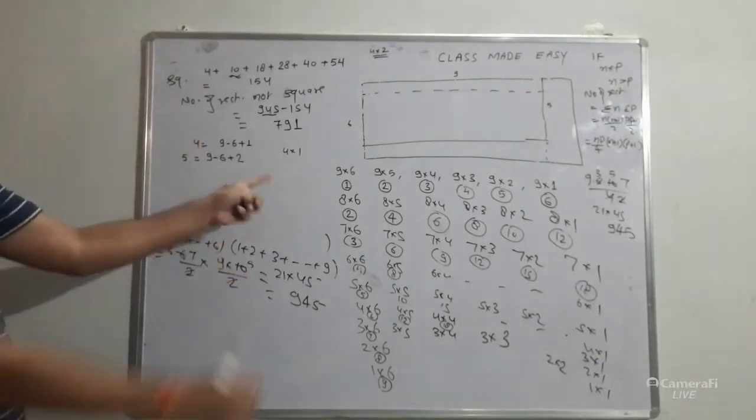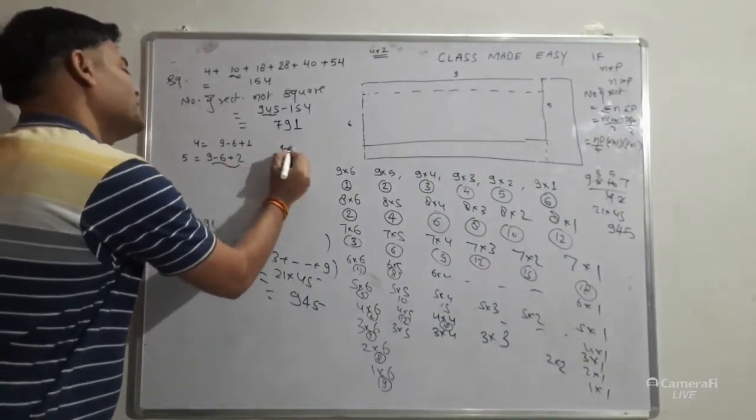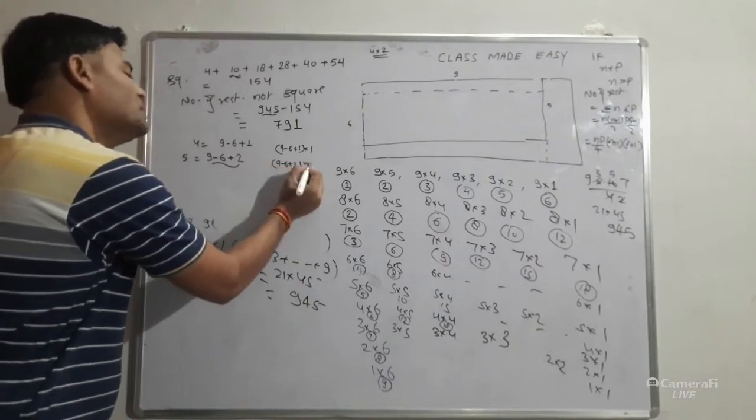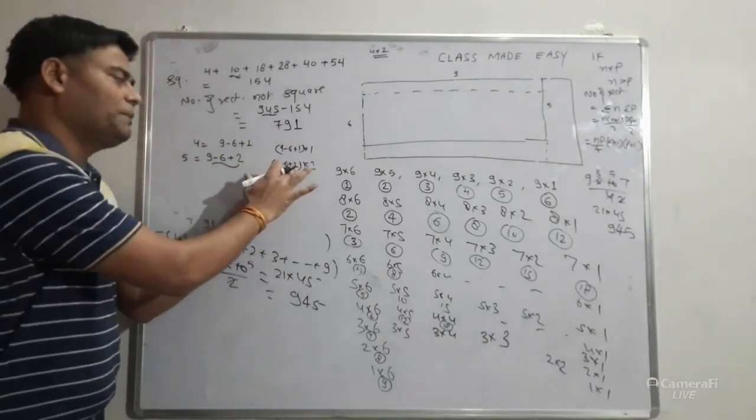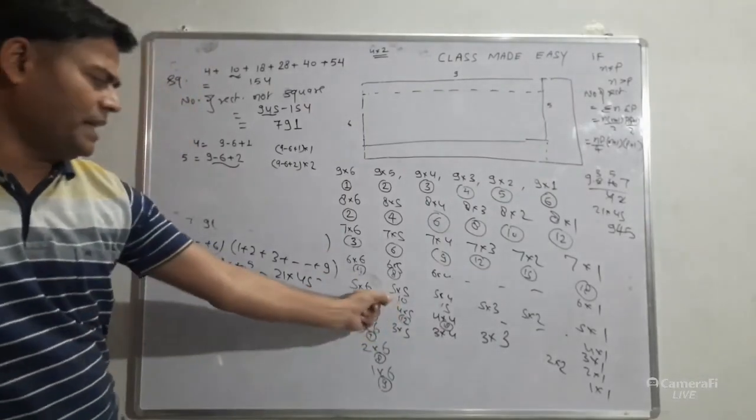And this is the second element. So multiply this: 9 minus 6 plus 1 by 1. 9 minus 6 plus 2 by 2. See this: 3 plus 2 is 5, 5 times 2 is 10. Second element. See, anyone can understand this.